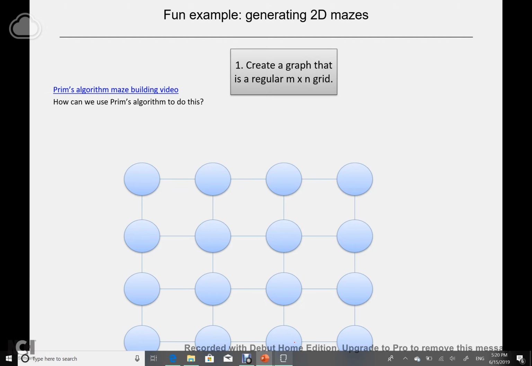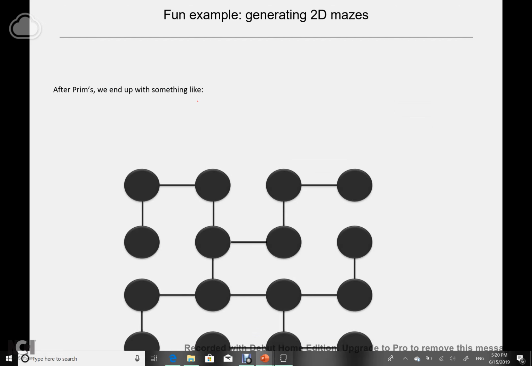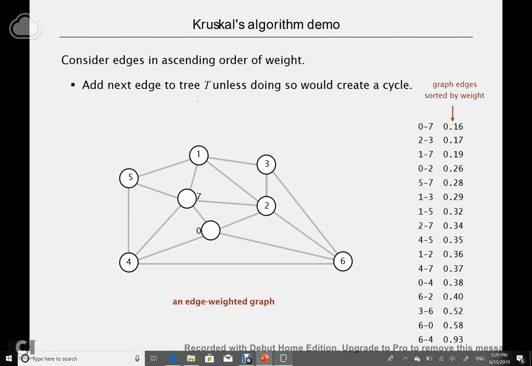And you can take a look to see how you can use this Prim's algorithm for maze building, how we can use Prim's algorithm to generate a 2D maze. First, create a graph which is a regular m times n grid, set all the edge weights to random values, and run Prim's algorithm starting from any node. Then this could be the result. You see the random 2D maze. You can use it this way.